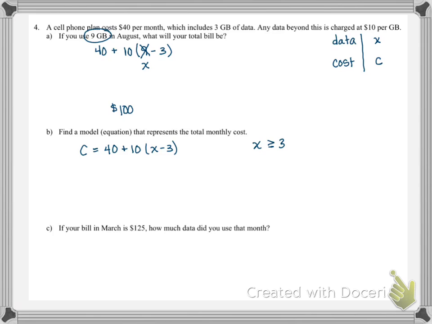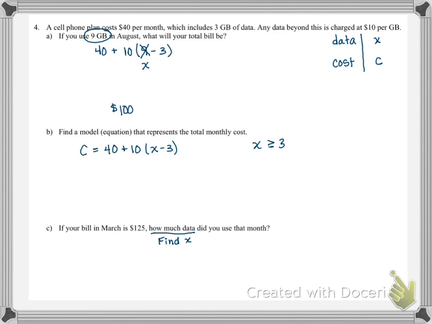Okay. Part C, if our bill is $125, how much data did we use? So when I have an equation that relates two unknowns, the way I always think about it is if I'm trying to find something, they have to give me the other one, right? Here they are asking me how much data I used. So how much data, that tells me to find x. And if I have to find x, they have to give me c.